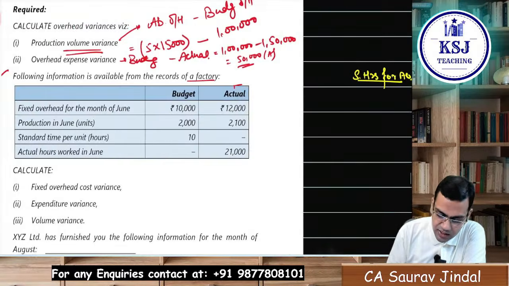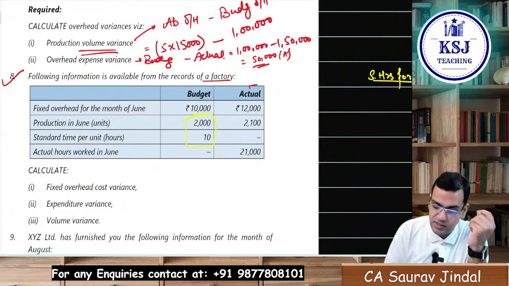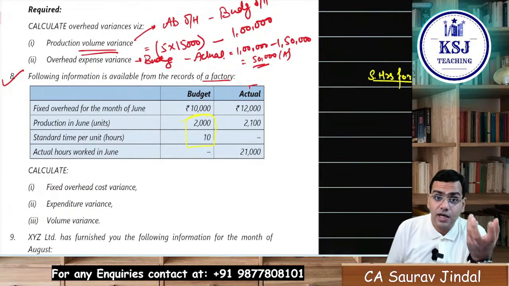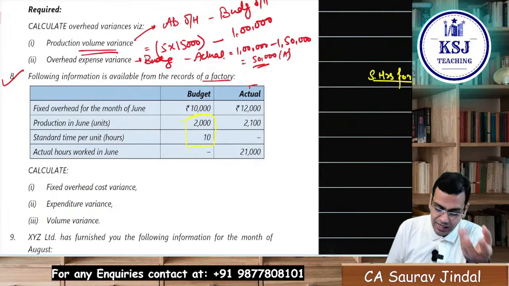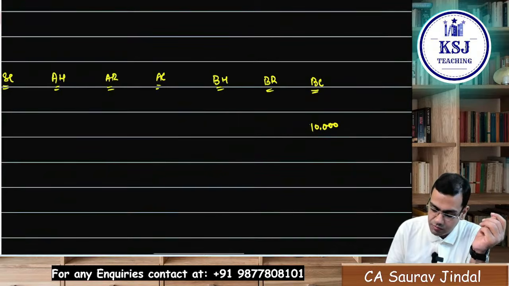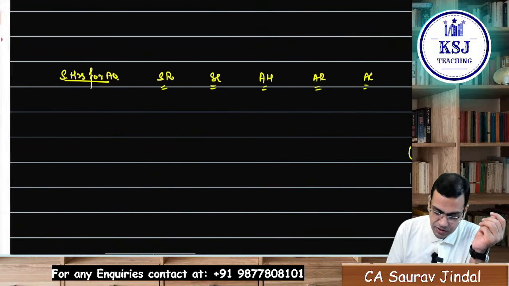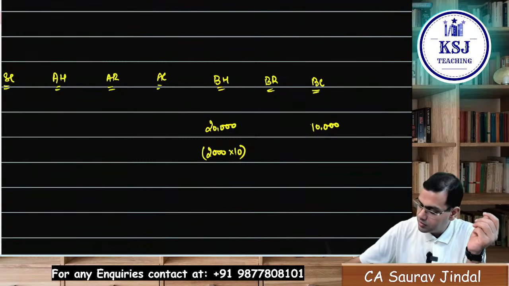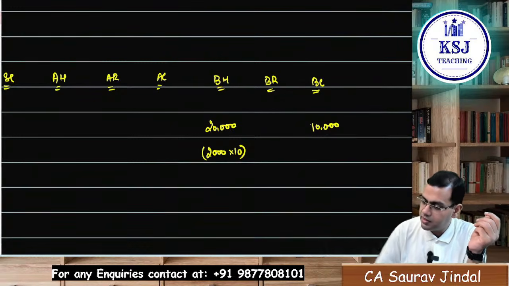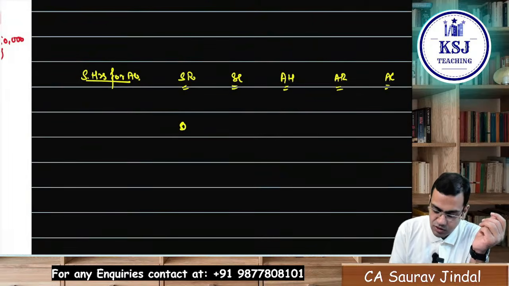What is the budgeted hours? Budgeted hours is 2,000 into 10. For the budgeted output, what is the number of hours? 10 hours per unit. So for 2,000 units, it will be 20,000 hours. So budgeted hours will be 20,000. That is budgeted output of 2,000 multiplied by 10, right? Budgeted cost is 10,000. Clear? Rate is what? 0.5. So standard rate will be 0.5.